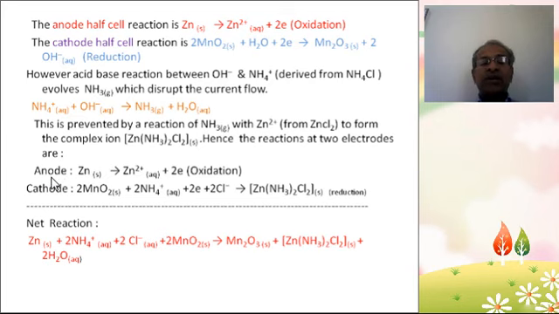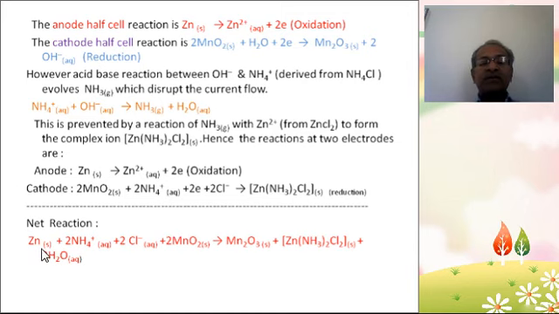So this would be the anodic reaction and this would be the cathodic reaction. As I told you, at the anode oxidation occurs, and the reaction takes place like this: zinc gives rise to Zn2+ plus 2 electrons. At the cathode, the manganese dioxide takes up the electrons in the presence of the NH4+ and the Cl- ions to form the zinc ammonium dichloride. The net reaction will be like this.